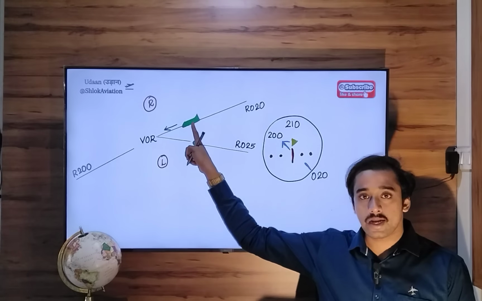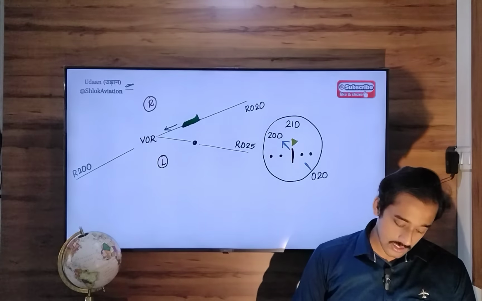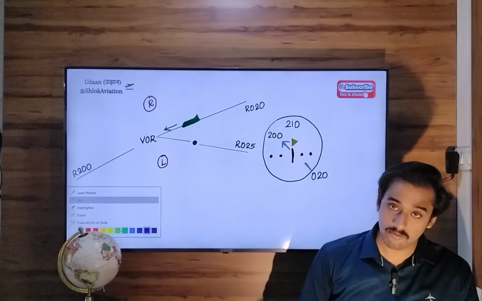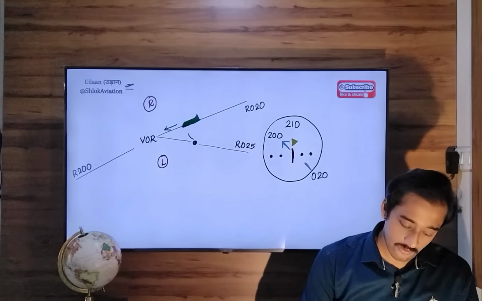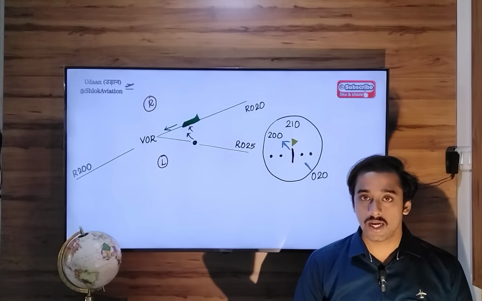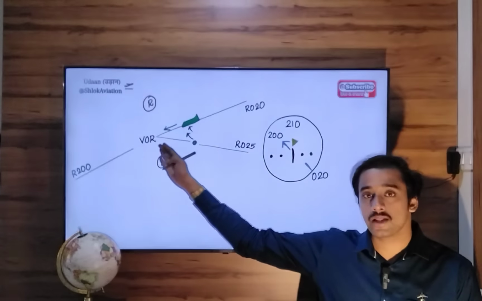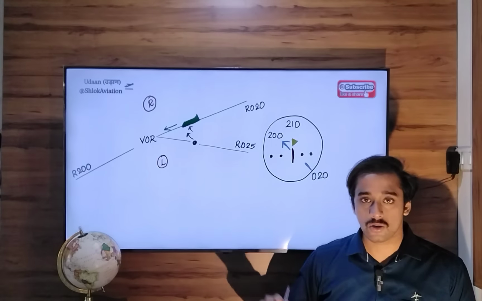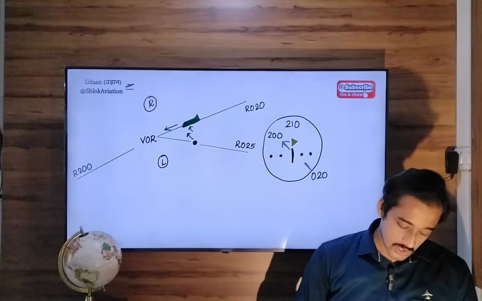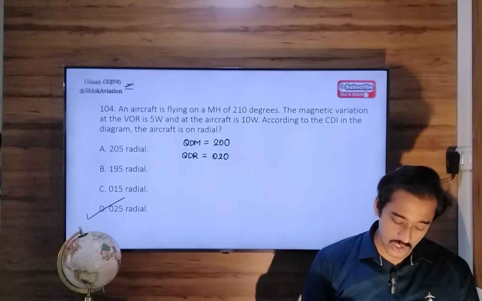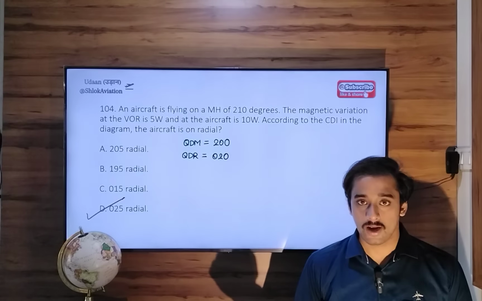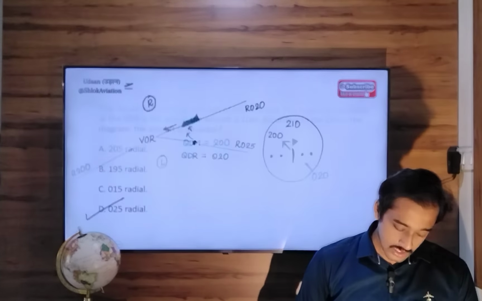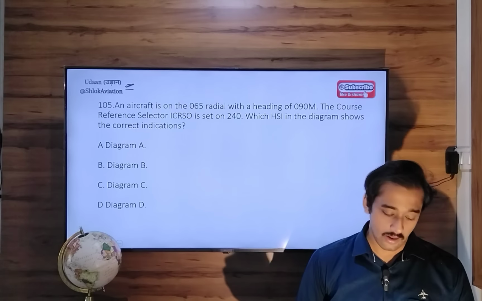It should be on radial 020, and therefore the CDI indication is asking the pilot to fly 5 degrees to the right hand side, intercept that radial and then go inbound towards this VOR. So the aircraft is on what radial? Aircraft is on radial 025. Let's go to question 105.